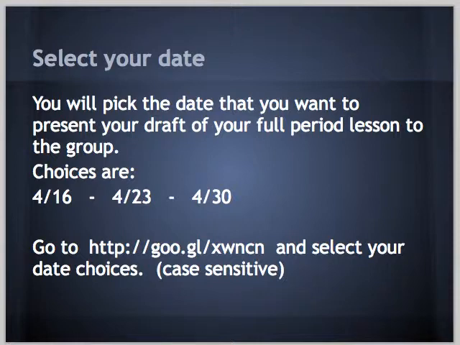However, I will assign dates by first choice based on the order in which they are submitted. So if you're one of the first 6 people to ask for April 30th, then you'll be one who gets it. If you're one of the 7th or 8th person to ask for April 30th, you'll get a different date. So the sooner you can make your date selection, obviously, the better that is for you.